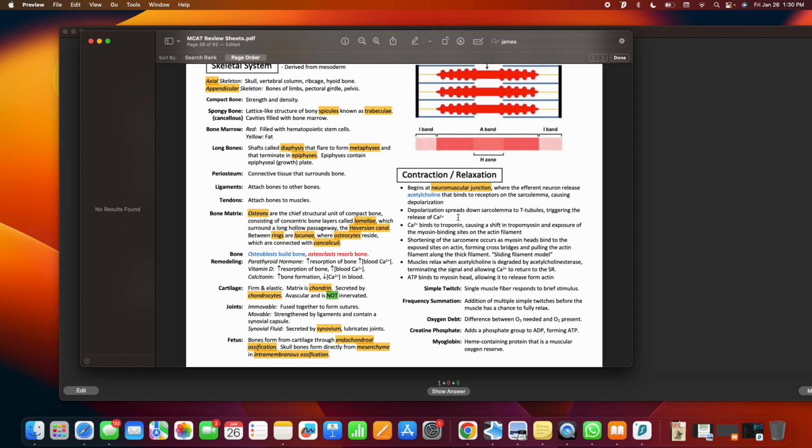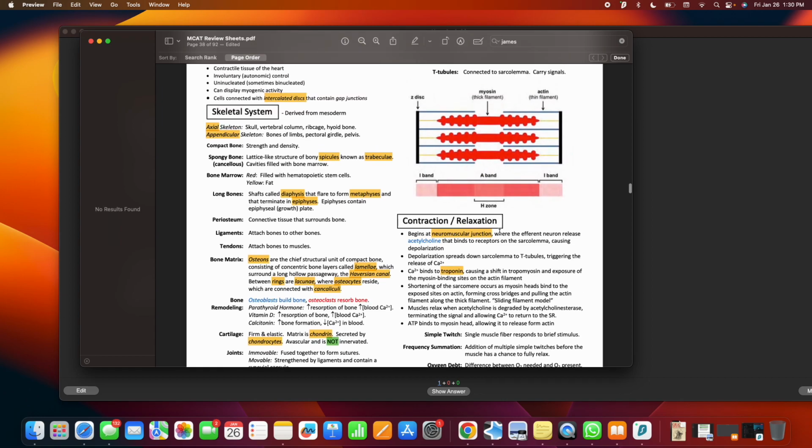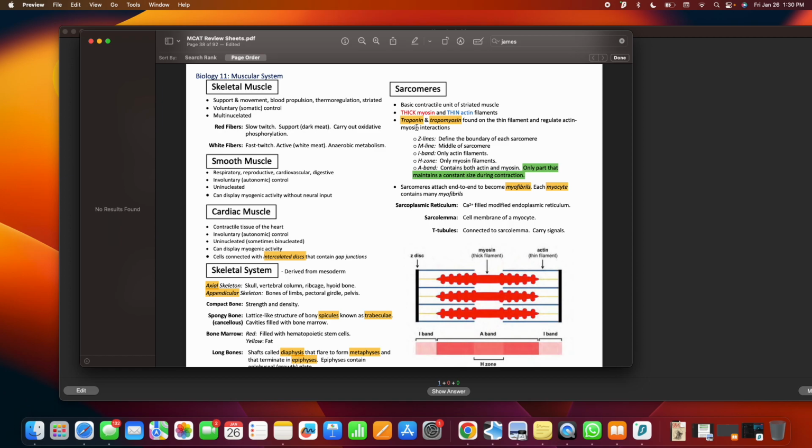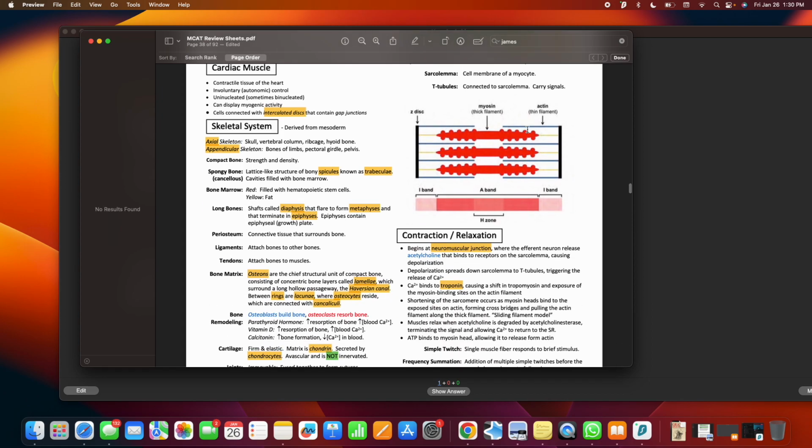The depolarization spreads down the sarcolemma to the T tubules. So the depolarization goes down the T tubules, triggering the release of calcium. The calcium binds to troponin, causing a shift in tropomyosin and exposure of the myosin binding sites on the actin filaments. Did we have troponin and tropomyosin found on thin filaments and regulate actin-myosin interactions?